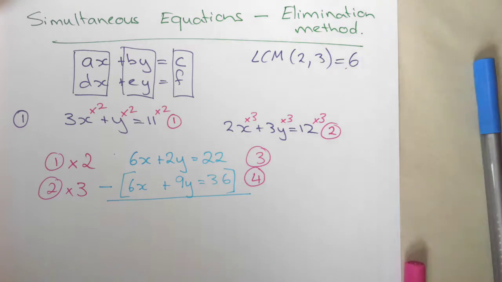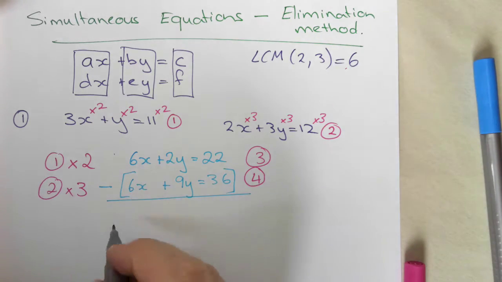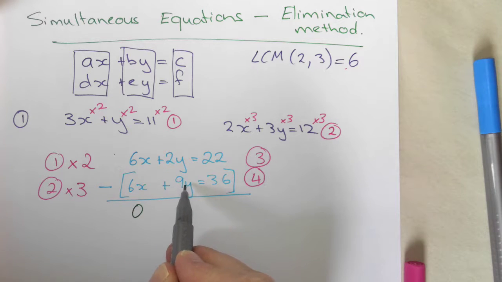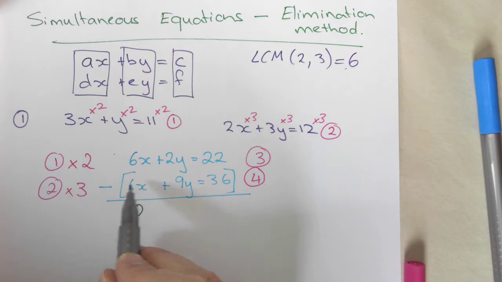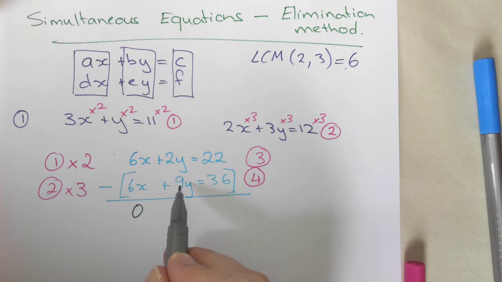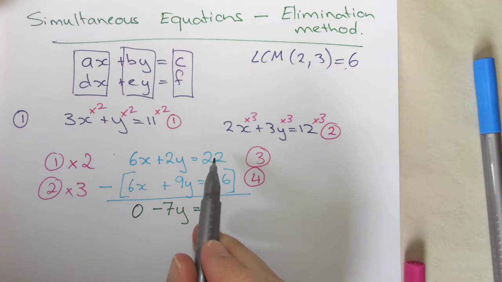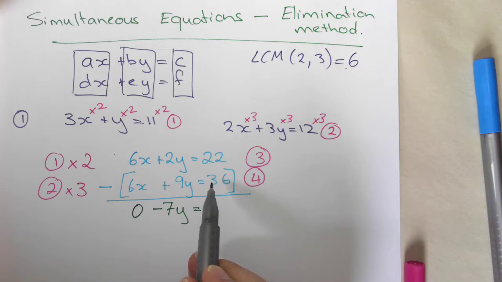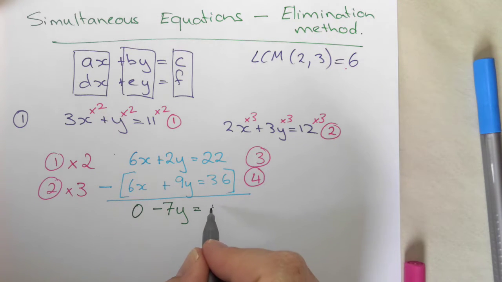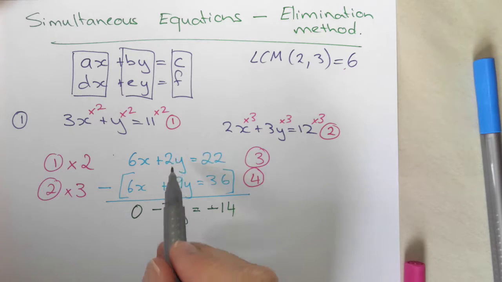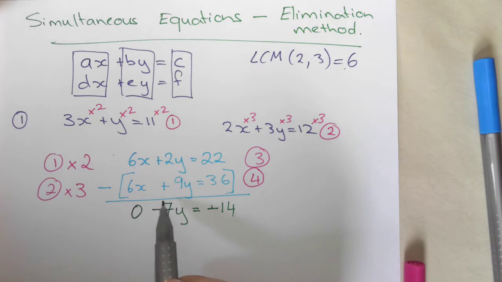6x take away 6x disappears, that goes to 0. 2y take away positive 9y, so take away a positive becomes a negative. 2y take away 9y gives me negative 7y equals 22 take away 36, which leaves me with negative 14. Now I've got an equation with only one variable. By subtracting these two equations, I've eliminated x, and I'm left with a single equation with the variable y to solve.